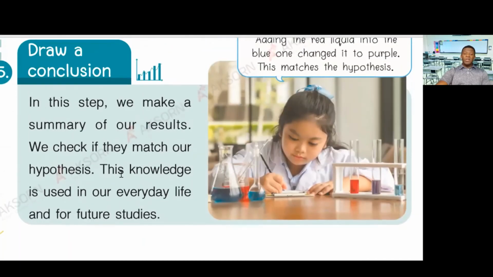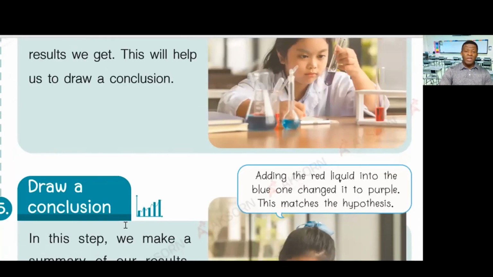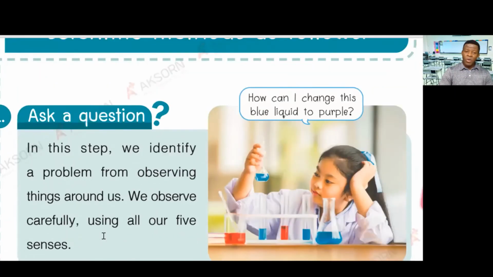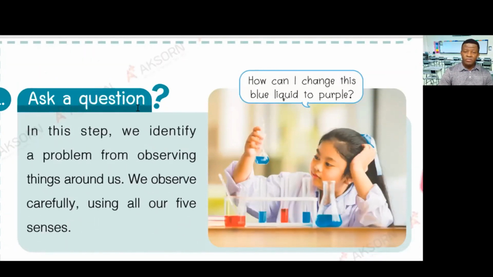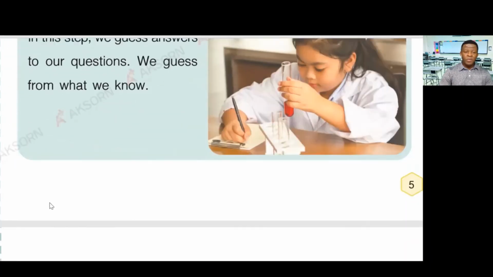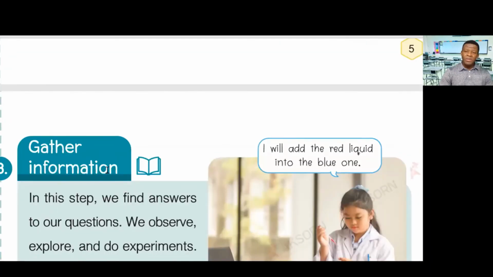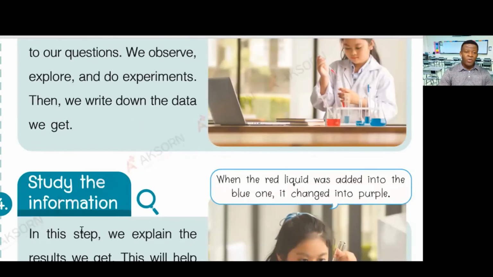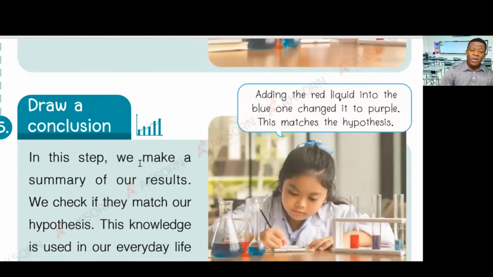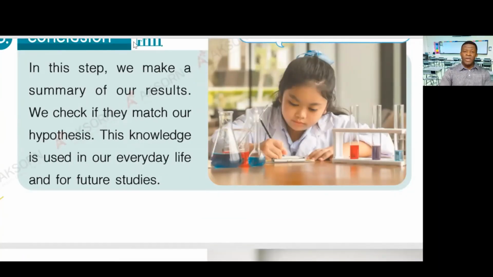So this is all I have for today. The 5 scientific methods in a scientific process. Number 1, ask a question. Number 2, make a hypothesis. Number 3, gather information. And number 4, study the information. And number 5, draw a conclusion. That's all we have for today.